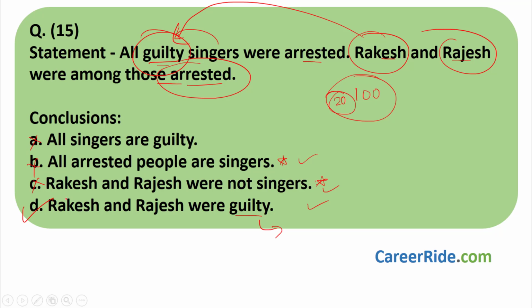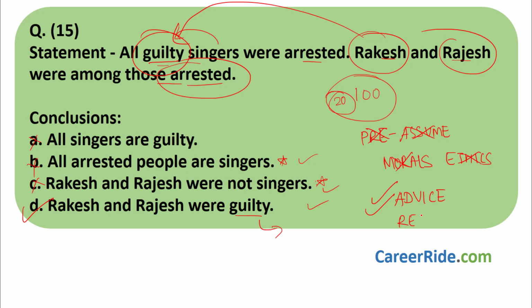See how very easy statement and conclusion sums are. You just need to follow the tips which we have learned: you should not assume, you should not pre-assume. There should not be consideration of morality, morals and ethics. Don't consider these things. And whenever there is an advice or there is a result, it is always a correct conclusion. These 4 tips will help you solve the sums related to statement conclusions.